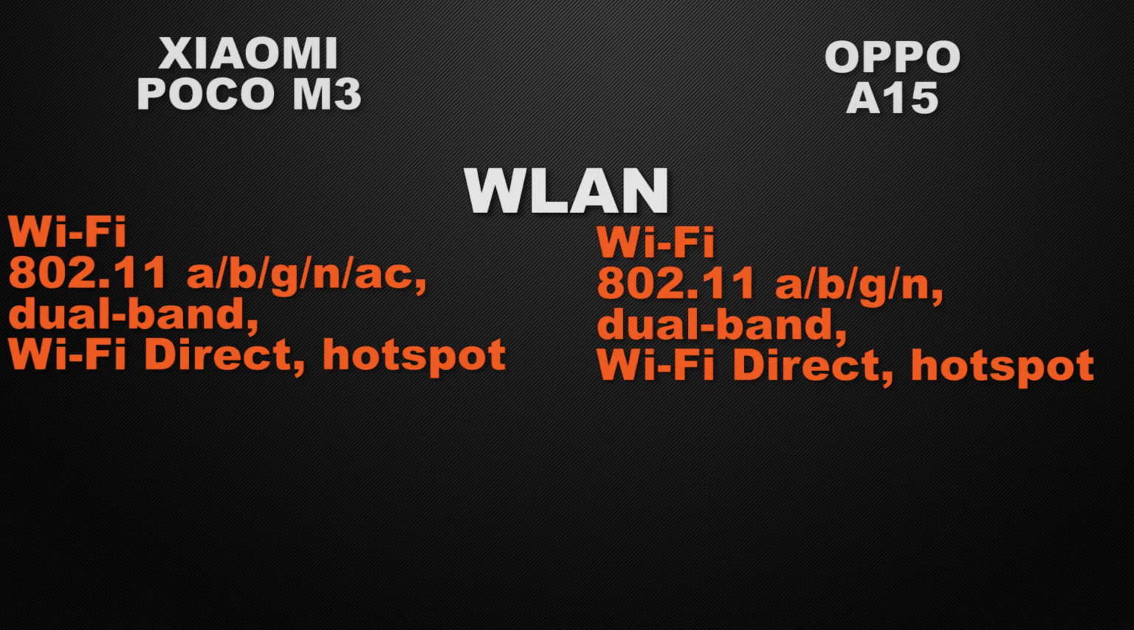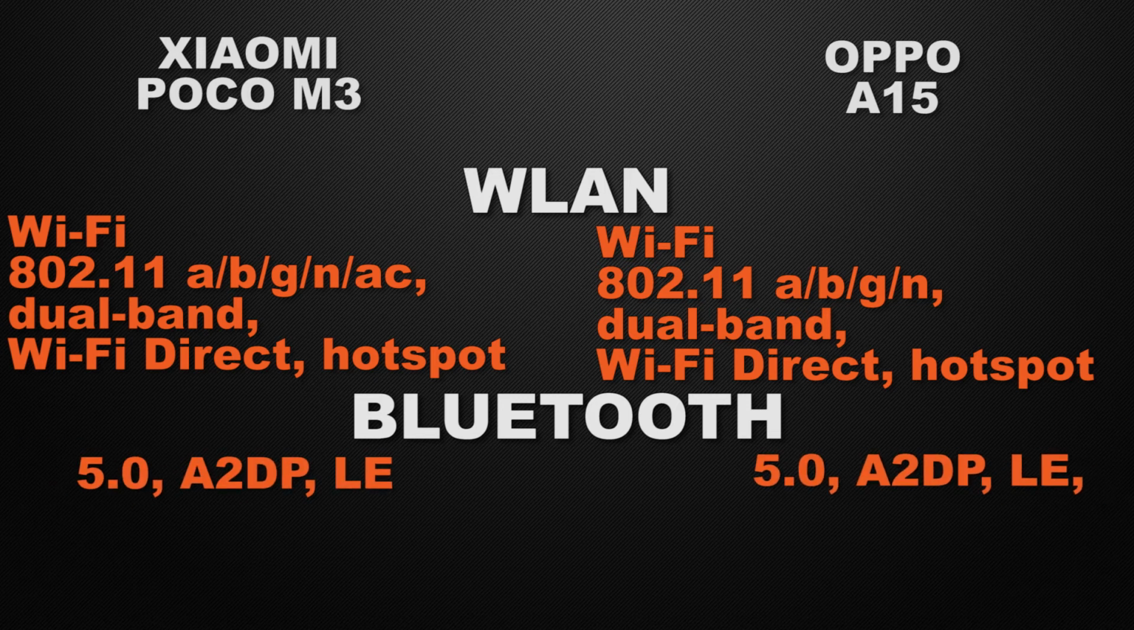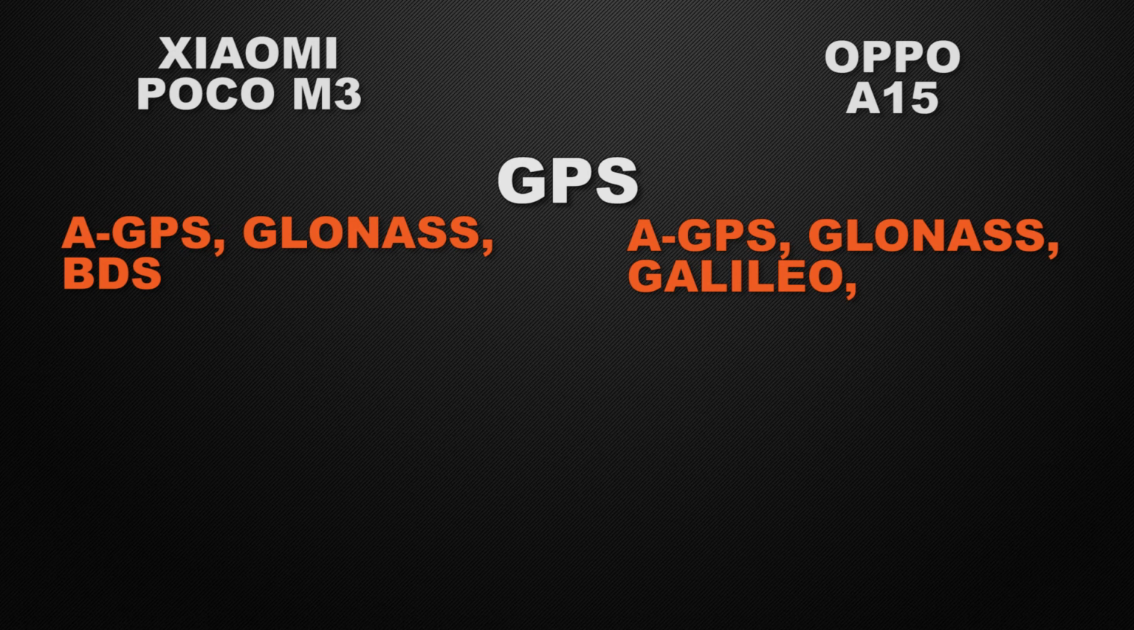Both of the devices have Wi-Fi AC, dual band Wi-Fi, Wi-Fi direct and hotspot, so it's a tie here. And about the Bluetooth version of the devices, M3 has 5th generation of Bluetooth, whereas A15 also has 5th generation of Bluetooth, so again it's a tie. Let's talk about the GPS chips in the devices. Both of the devices have AGPS, GLONASS and BDS. But A15 has a Galileo positioning chip, so the winner here is A15.